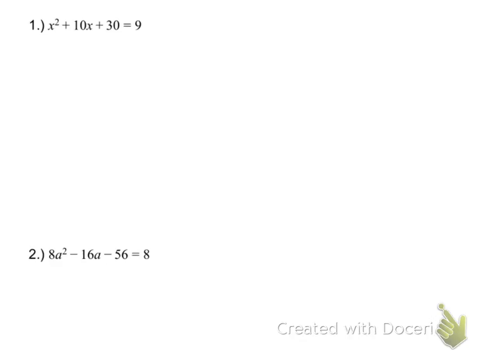Number 1 step said what? Separate variables from all else. Okay, so your variables are x's. What's not an x with the x's? 30. 30. Nice. So I subtract it over, which leaves me with x squared plus 10x equals negative 21. Is everybody okay with this?